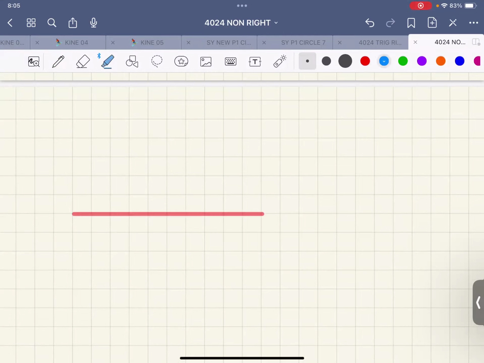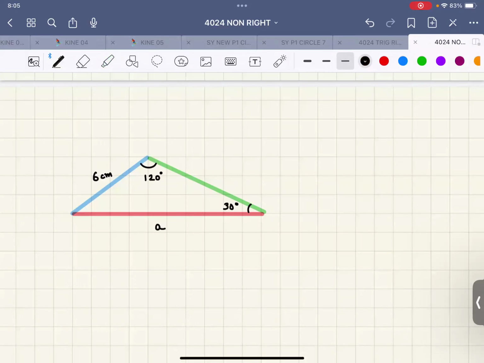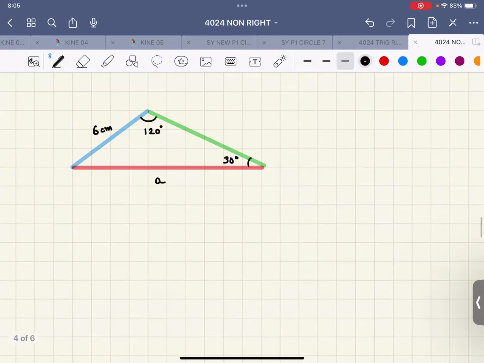So something like this, and like this. Let's say this is side 6 centimeter, and this angle is 30 degrees. This is angle 120 degrees, and this is side a. I don't label any letters, this is just like that. As long as it makes sense, 6 centimeter and 30 degrees are opposite. 120 degrees and a are opposite.